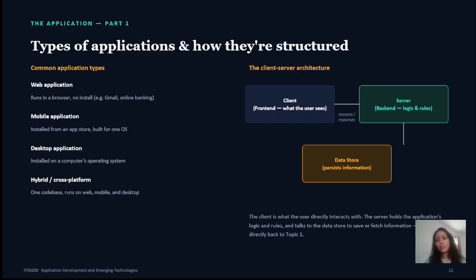The client-server architecture here shows the client, the server, and the data store. The client is what the user directly interacts with, and the server holds the application's logic and rules and talks to the data store to save or fetch information, tying directly back to topic one.